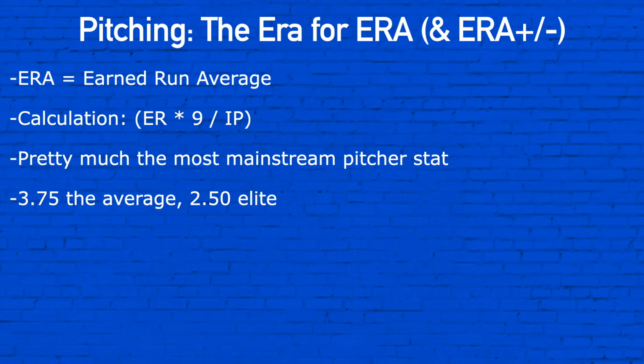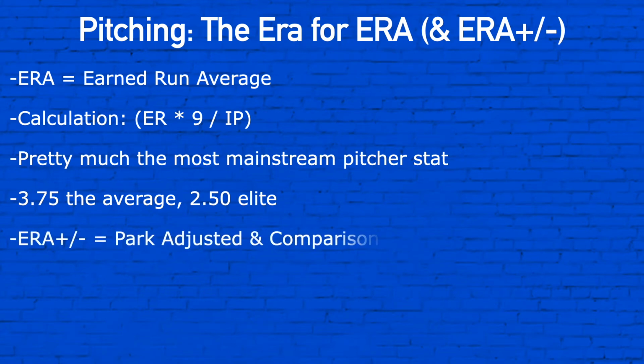Before we move on to the hitting side of things, like OPS, there actually is a park-adjusted stat for ERA. It's either called ERA plus or ERA minus, depending on what site you use. If it ends in a plus, the higher the number the better, while if it ends in a minus, the lower number the better. The average is still set at 100, and just like OPS plus, you can tell how above or below average a pitcher is in the category.